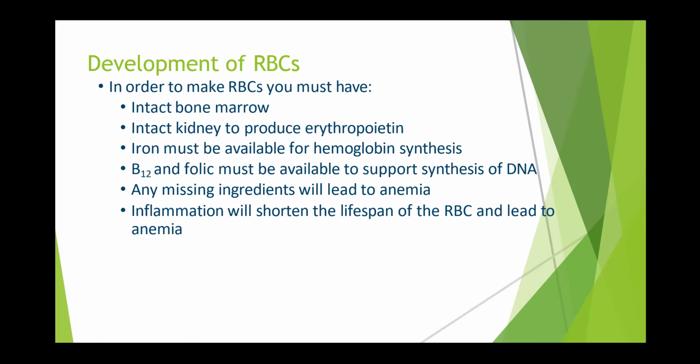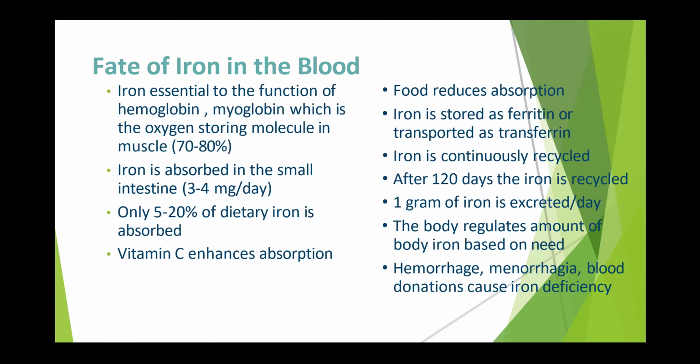And if any of these things are missing, you're going to have anemia. Inflammation can shorten the lifespan and lead to anemia for different reasons, right? So what happens to iron in your blood? Iron is essential to the function of the hemoglobin, okay? So iron, the heme part, binds to the red blood cell. Myoglobin, which is the oxygen storing molecule in the muscle, needs that.